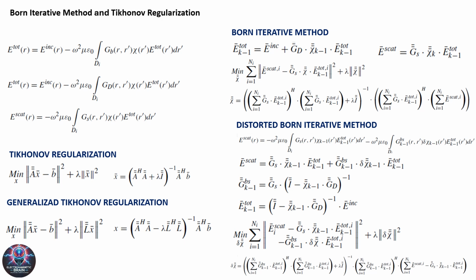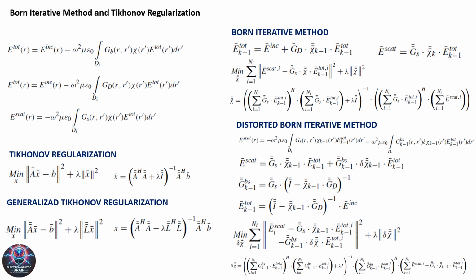At the kth step, the total field E_tot^k(r) is computed based on the contrast function from the previous iteration, χ_{k-1}(r). This total field is then used in the data equation to solve the inverse problem and update the contrast function to χ_k(r). The process starts with an arbitrary initial guess for χ_0(r). Tikhonov regularization is often used to solve the matrix form of the optimization problem that arises at each step.